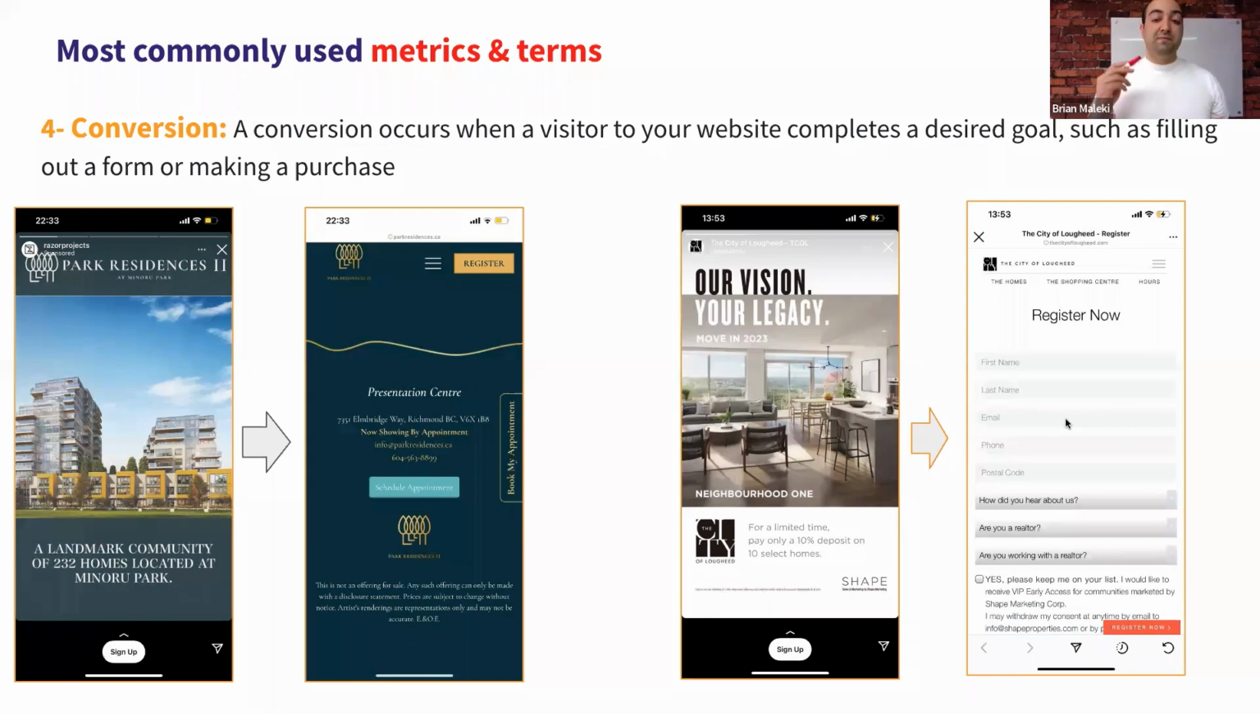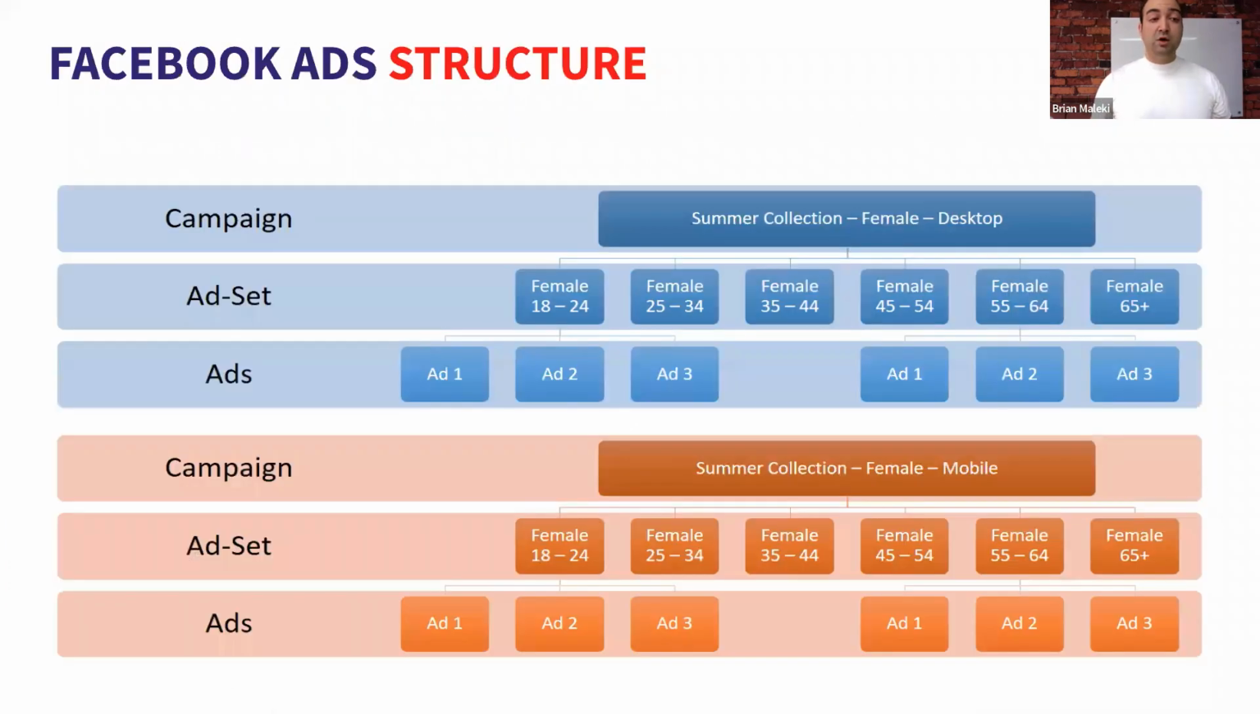Conversion is different for different businesses. For my business it could be a purchase. For your business it could be a sign up form. This is conversion. And you have to set up conversion on Facebook because the Facebook algorithm wants to know what is that quality action you want their users to take on your website. Later, I'll show you how to set up conversion properly. So now it's time to know the Facebook structure.